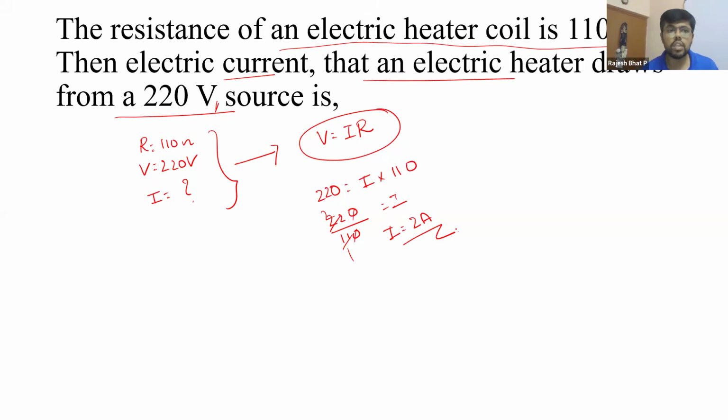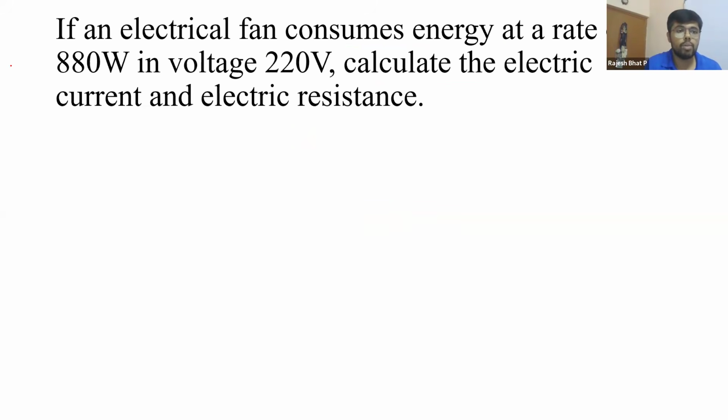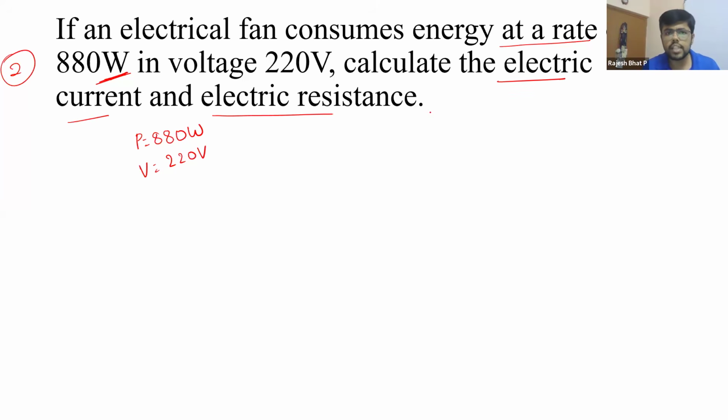Okay. Next, see this. This is for a 2 marks problem. This is a 2 mark problem. If an electrical fan consumes energy at the rate, if you see this W, this is power, watt, power. Okay. So power is given. How much? 880 watt. Voltage is given, 220 volt. Calculate electric current. Good. And calculate electric resistance.